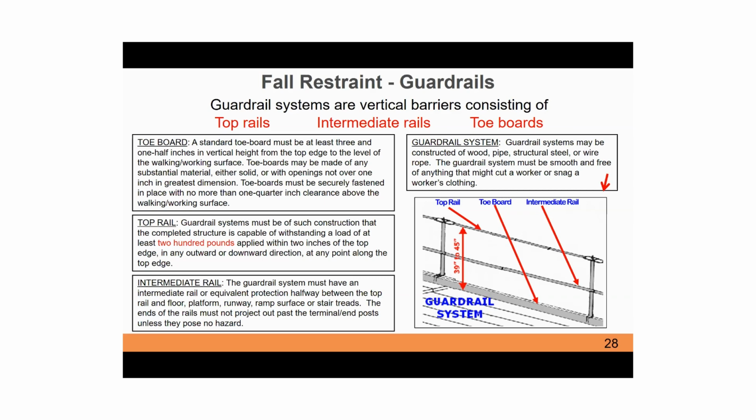Guardrail systems, one of the common things we see is not having all of the 3 components. The top rails and the intermediate rails. What I've seen mostly is the toe boards not being there, and the guardrail system not being high enough, which is 39 to 45 inches. And whenever you're setting up your guardrail systems, just be sure to make sure that you're not creating another hazard. You don't want the intermediate rail to extend beyond the end of the guardrail system, and the guardrail systems that are constructed, you don't want them to have any catch or cut hazards.